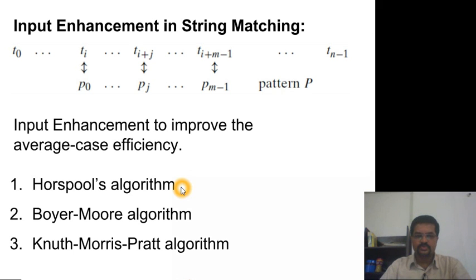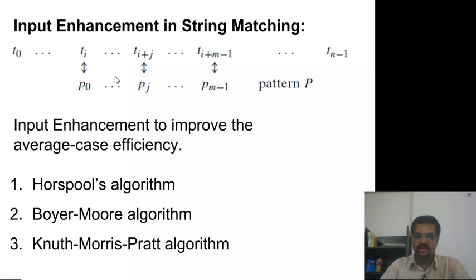Hello everyone. In this video, I'm going to discuss Horspool's algorithm. Horspool's algorithm is a string matching algorithm which uses what we call input enhancement. Before getting into that, let's see what is a string matching problem.